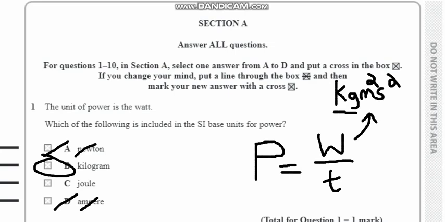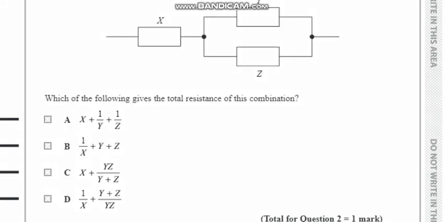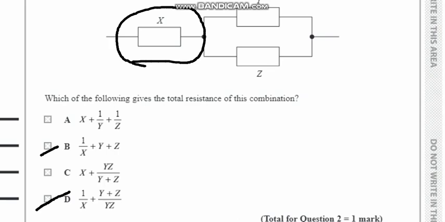Moving on to the second question. The diagram shows a combination of three resistors of resistance X, Y and Z. And the question is, which of the following gives the total resistance of this combination? So guys, if you look closely onto the diagram, we can see that X is connected in series and Y and Z are connected parallel to each other. So the trick to find the answer in this question is, always remember guys, the resistance in series is never measured as 1 upon something or 1 upon X. So we can cancel out the options that have 1 upon X. There you go, you're left with A and C.